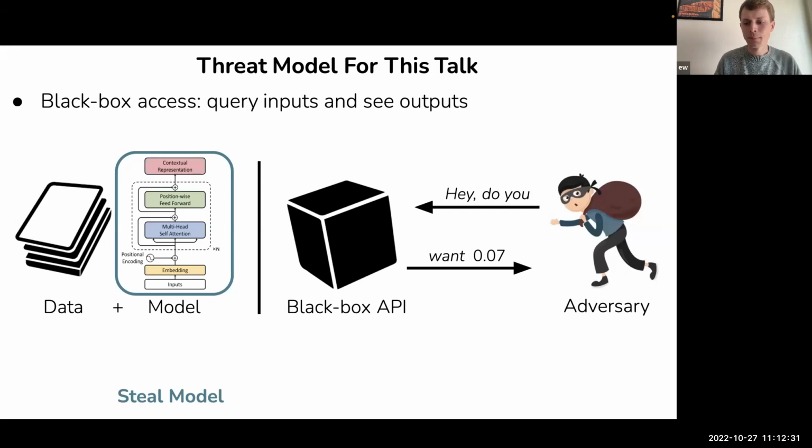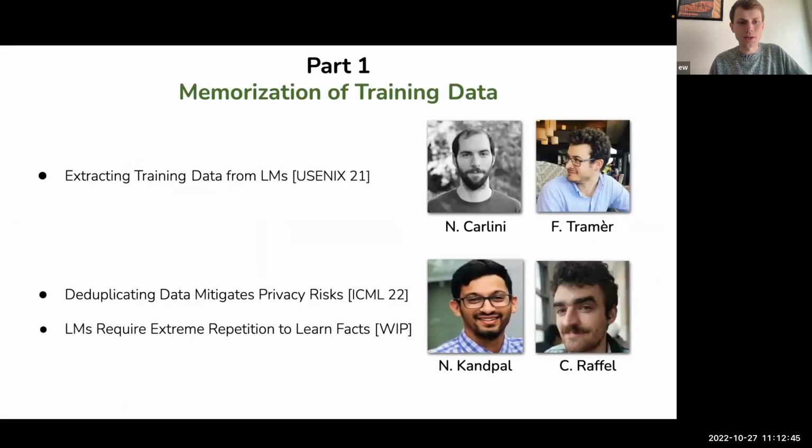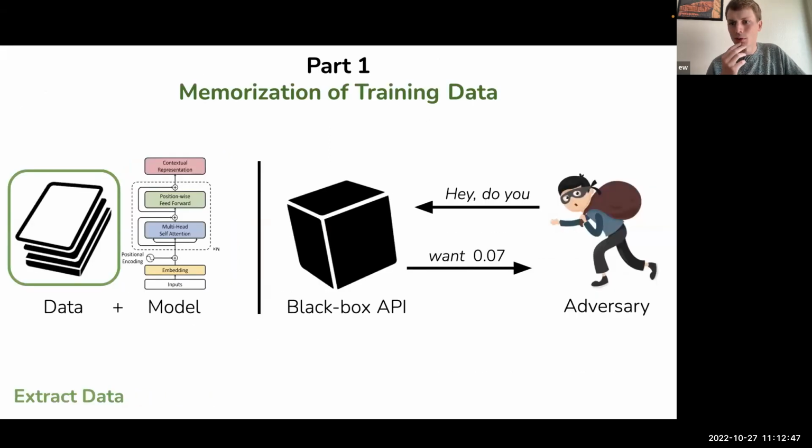Okay, so these are the three parts of the talk today. I'm going to talk mostly about the first part, and we'll see how we have time for a second. So let's jump right in, which is around this idea of training data extraction from models.